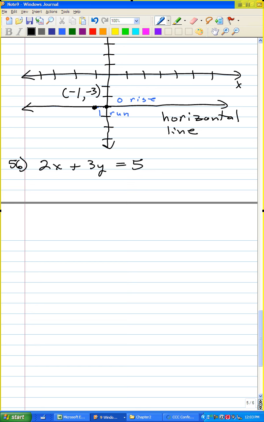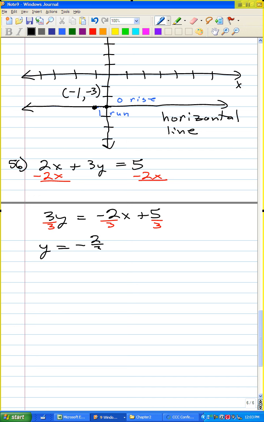And so let me subtract 2x from both sides of my equation. And so I get 3y is equal to -2x plus 5. Let me divide both sides of my equation by 3 in order to solve for y. And so I get that y equals -2/3 x plus 5/3. And that is the equation written in slope-intercept form.